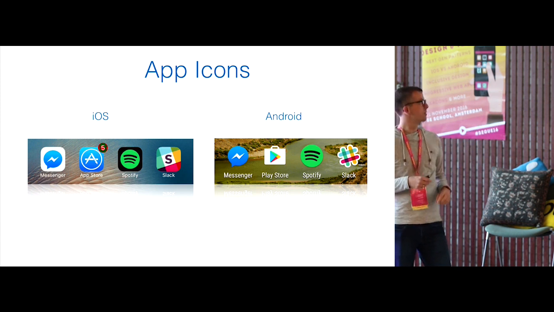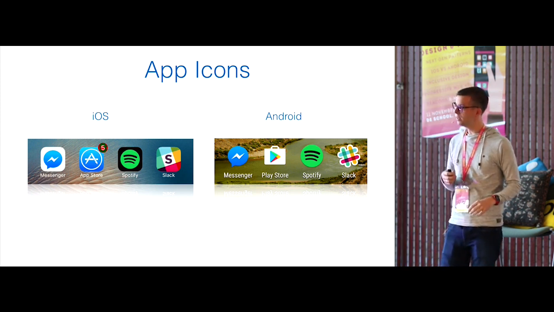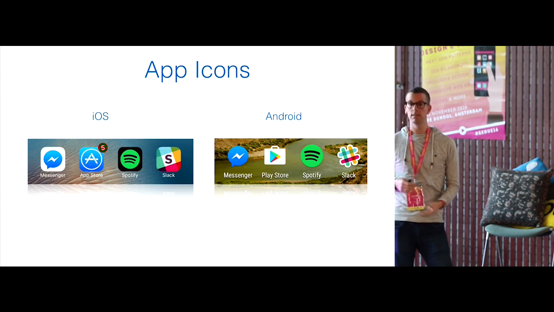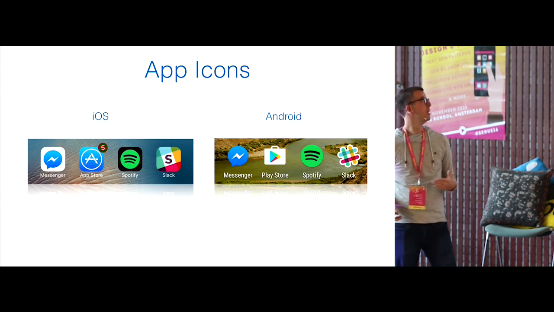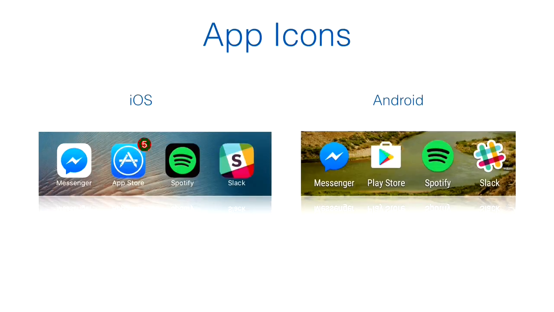For the Messenger app, the difference is a little bit more subtle. For iOS, they just put a white background behind it, but also, if you look closely, the lightning bolt arrow on Android has a little shadow, which is in line with material design, and in iOS they don't have the shadow.